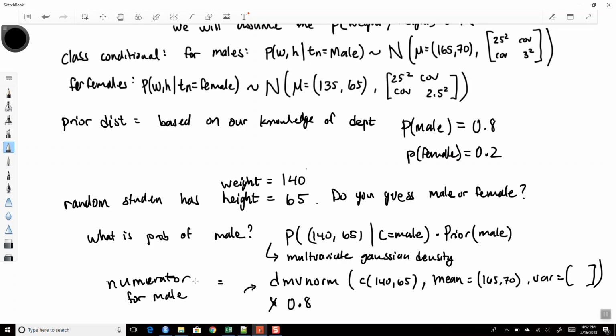And we do basically the same thing, but for female. We come up with a numerator for female. And then those two numbers will not add up to 1, but we add those two together to get what we consider our marginal, and then we basically just scale everything up so that the two things add up to 1. And that would be your answer to this. I don't know if that kind of makes sense.